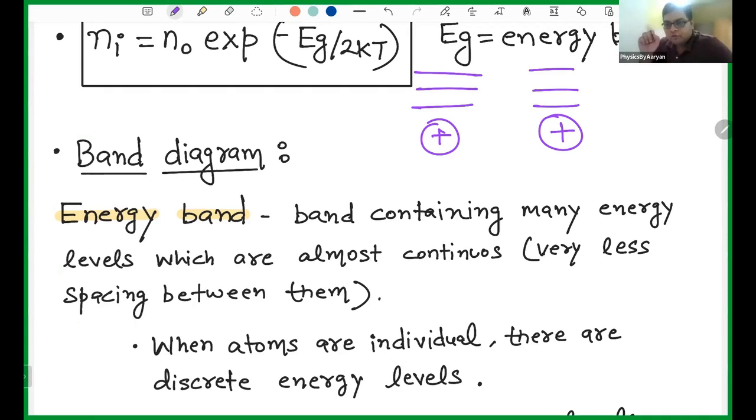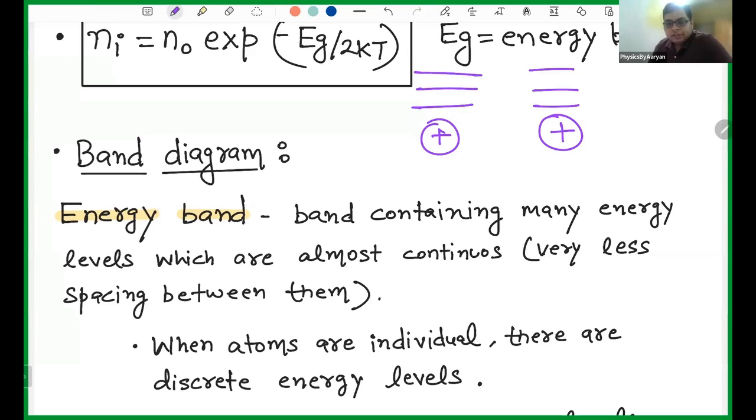Ni is the intrinsic carrier density. Electrons and holes are equal in number, and that equal number is equal to Ni. So n and p are equal, and they both are equal to Ni. Ni is some number I'm representing, so it is basically the number of electrons per unit volume or the number of holes per unit volume. Okay. Now, let's come to the band diagram.